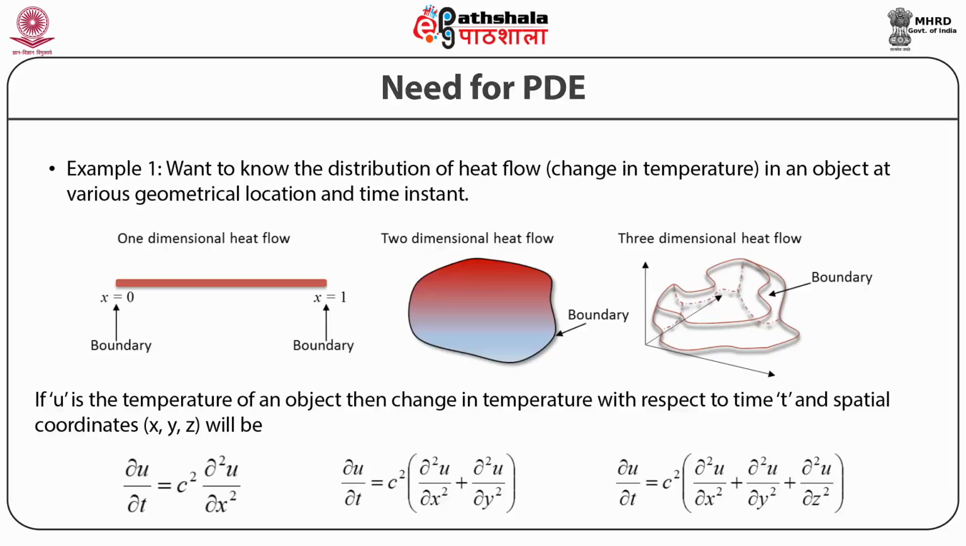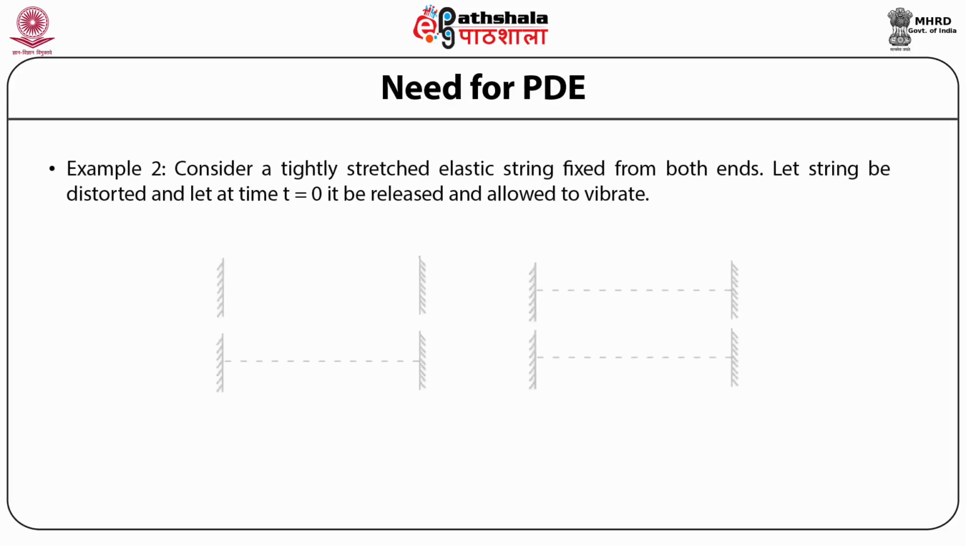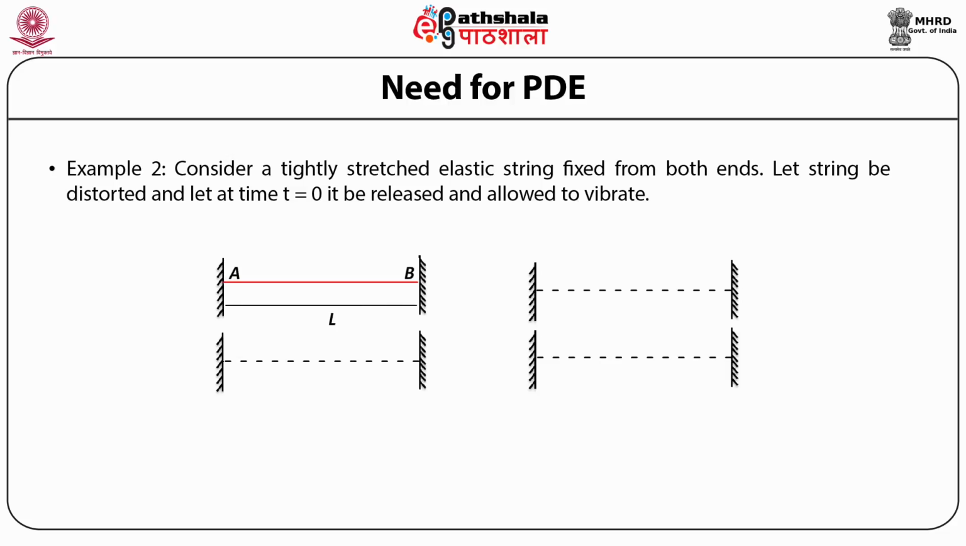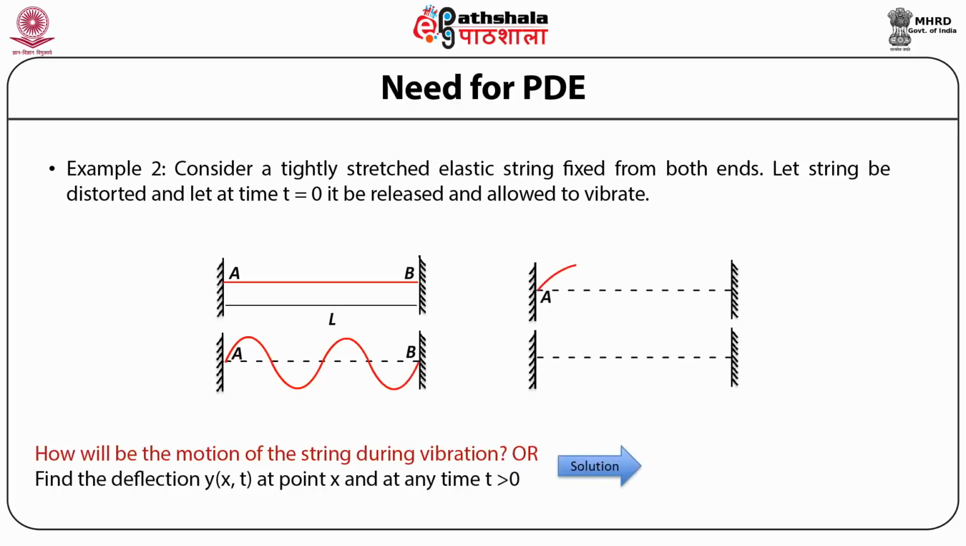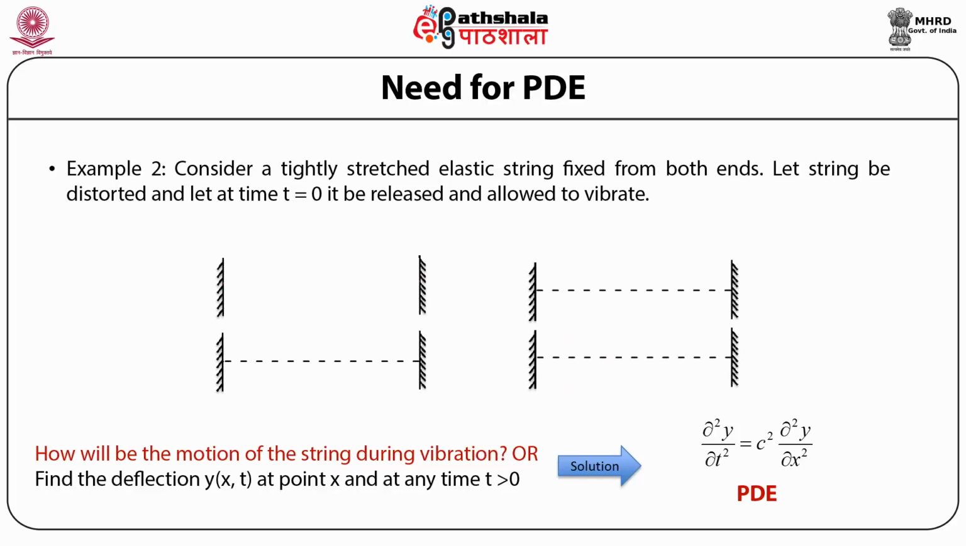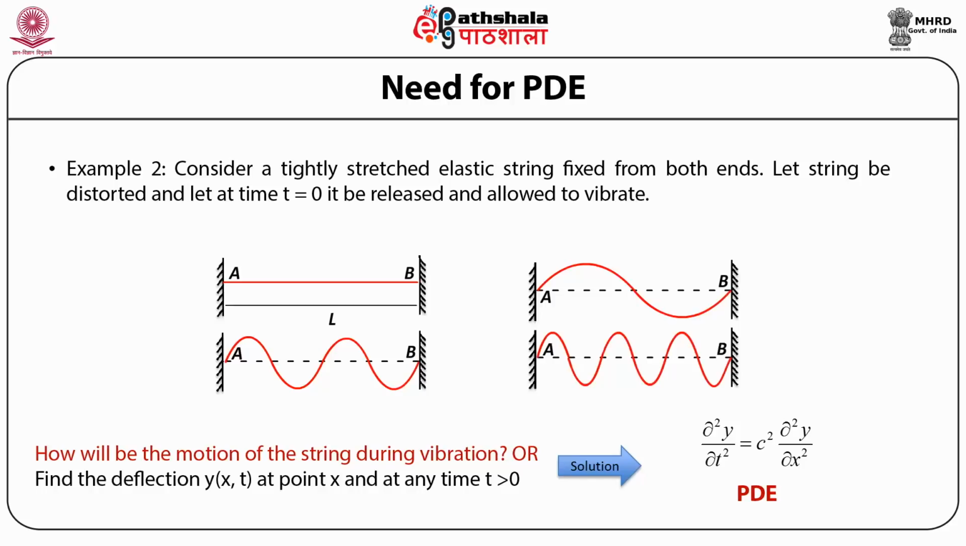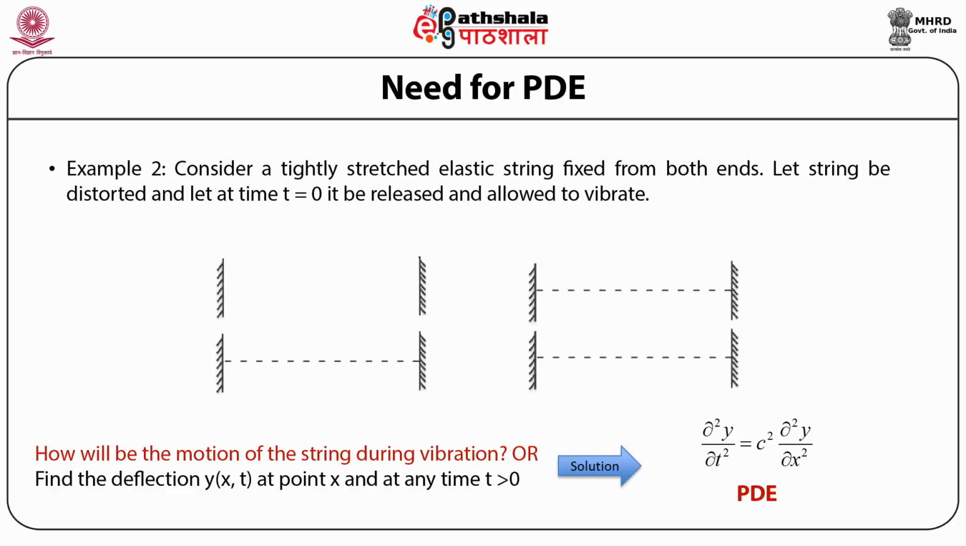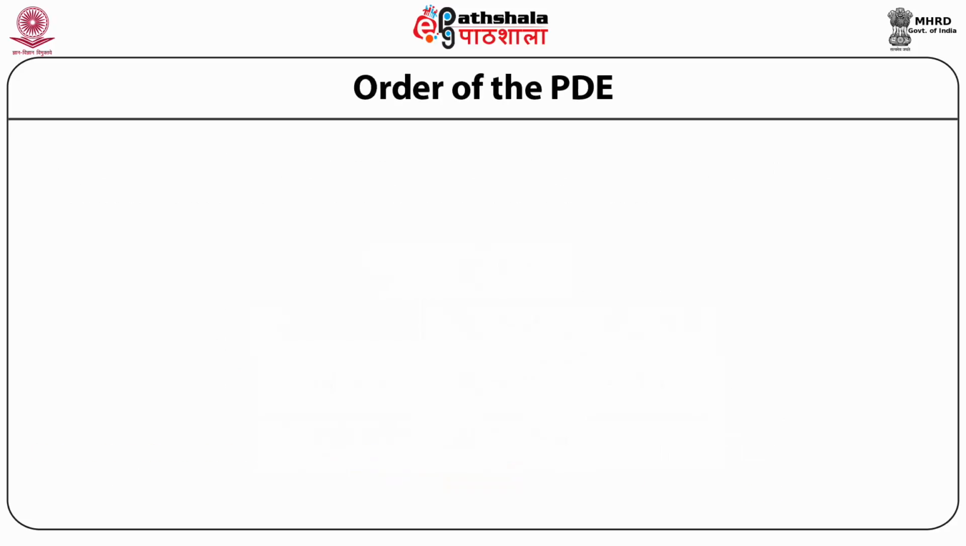We're going to see another example where you have a tightly bound string and you want to excite it. Here y is the displacement, and that displacement can be a function of both time and space, that is, at what point it is. So it is a function of both x and t. So we write ∂²y/∂t² = c² ∂²y/∂x².